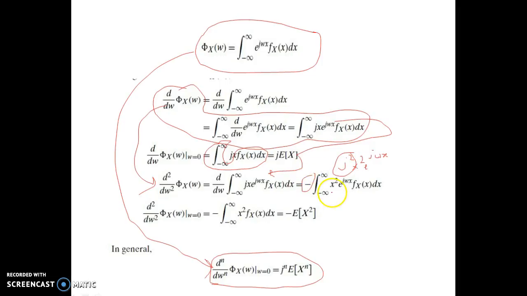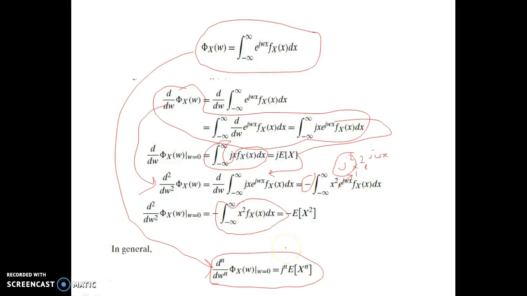Okay, and again, if we evaluate the second derivative for omega equal to 0, this term will again become 1. So we will obtain x square PDF of x dx integrated from -infinity to infinity, and a minus sign in front. So this becomes minus expected value of x square, because obviously this is the expected value of x square.